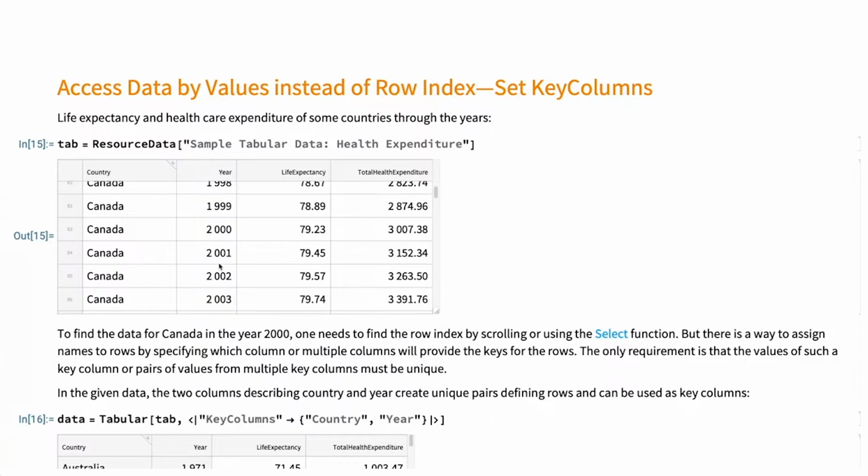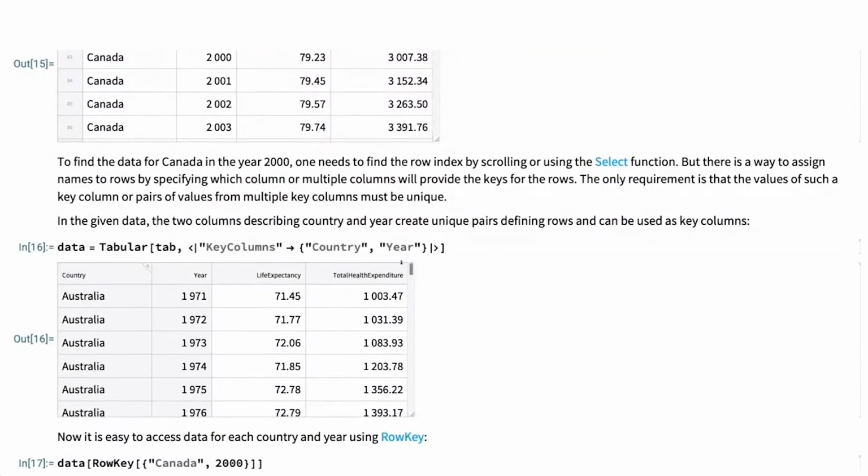But we can also assign names to rows, and this means specifying which column or which columns will provide the names for the rows. The only requirement for that is that the values of such a key column, or the pairs of values from multiple key columns, are unique. So in this example, we see that the values in the country column are not unique on their own, and the same for the values in the year column, but the combinations, the pairs, are unique. So the pair can be used as key columns.